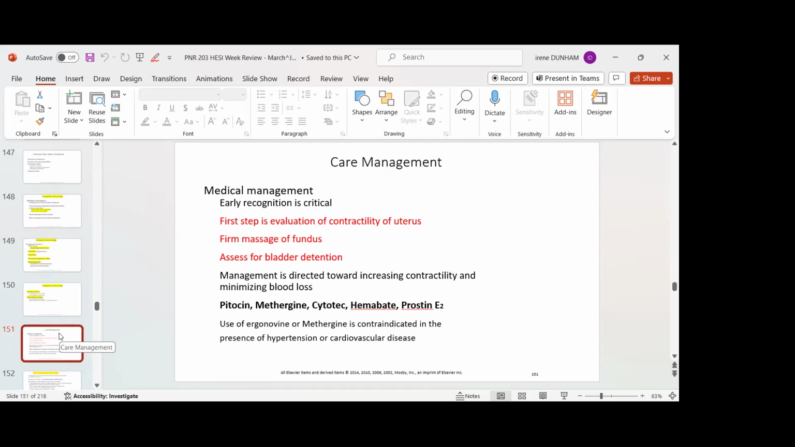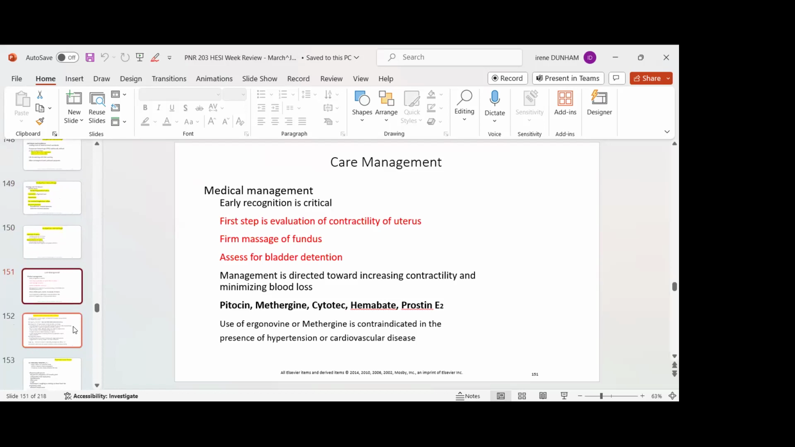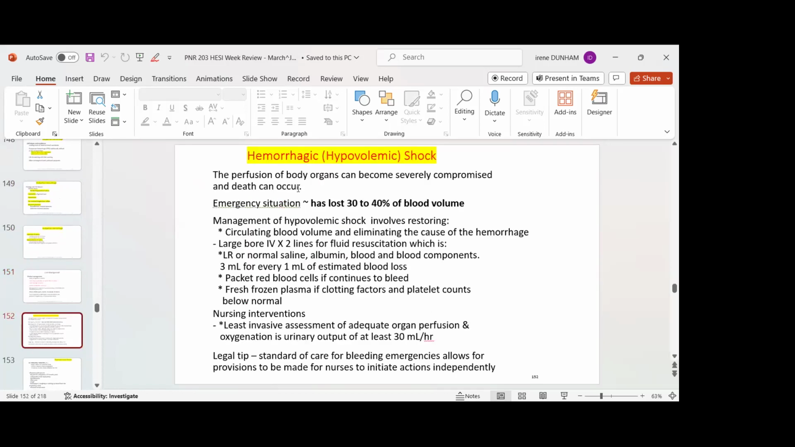For uterine atony, they give Methergine, and I think it was on your test. They give Methergine, but you have to be careful with Methergine because of the hypertension and the effect on the cardiovascular system. So you have to be very careful with that. You wouldn't give that to a preeclamptic.